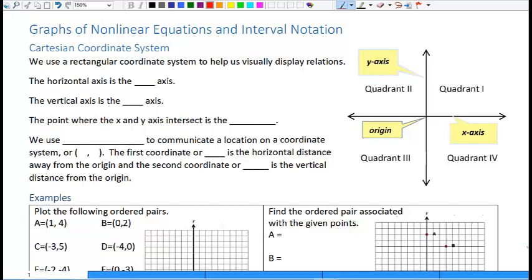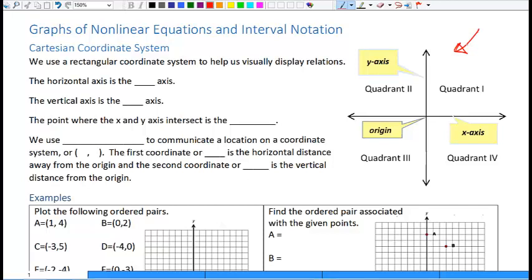Today's lesson is on graphs of nonlinear equations and interval notation. So first we want to introduce you to the Cartesian coordinate system, which is just a fancy name for the xy plane, which many of you have seen before, but maybe didn't know it was called the Cartesian coordinate system. We use a rectangular coordinate system to help us visually display relations, which we'll be talking about fairly soon.